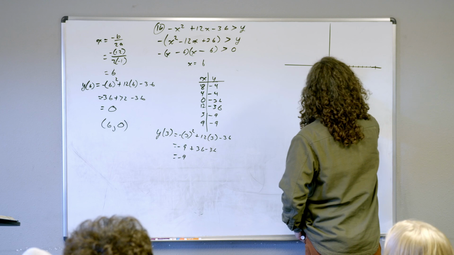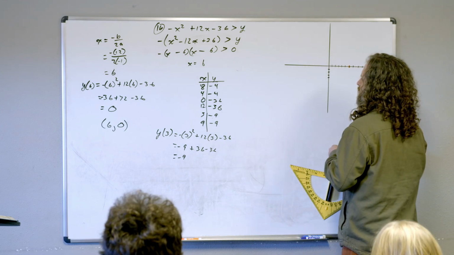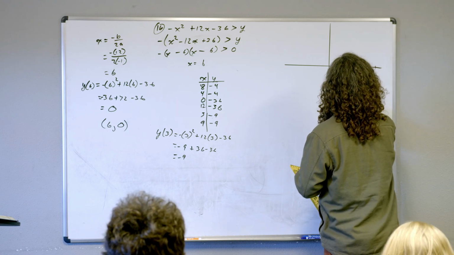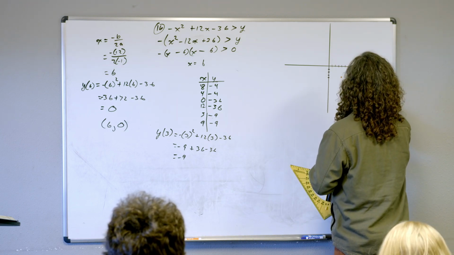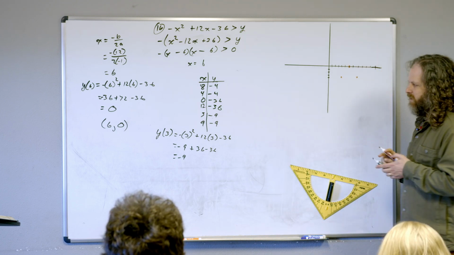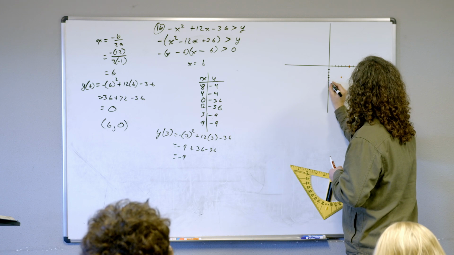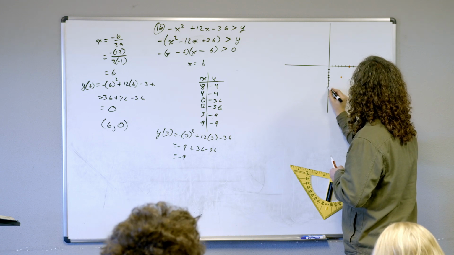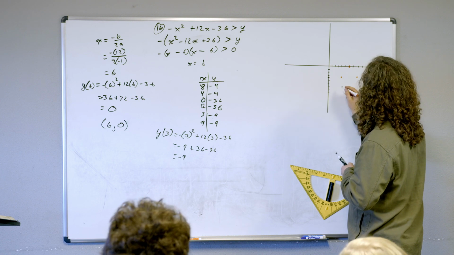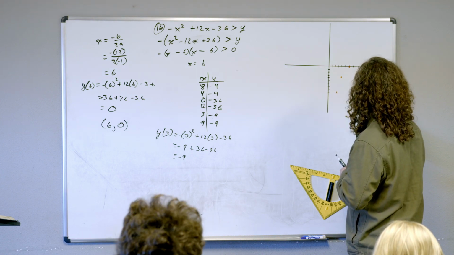So negative 1, 2, 3, 4. Here. And then here. And then negative 9, 4, 5, 6, 7, 8, 9. Punch it in and see for yourself.